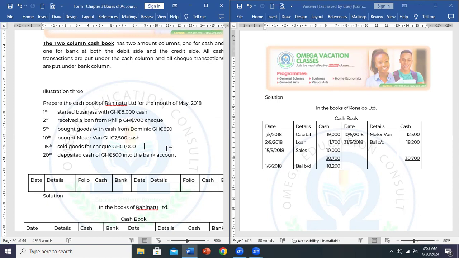So my obvious question is, what type of cash book are you supposed to prepare? 2 column, 3 column, or 1 column? And please justify why. Since Prof. Frank led us into the last one, this time please bring us back. Prof. Frank, what type of cash book should we prepare? Two column cash book.